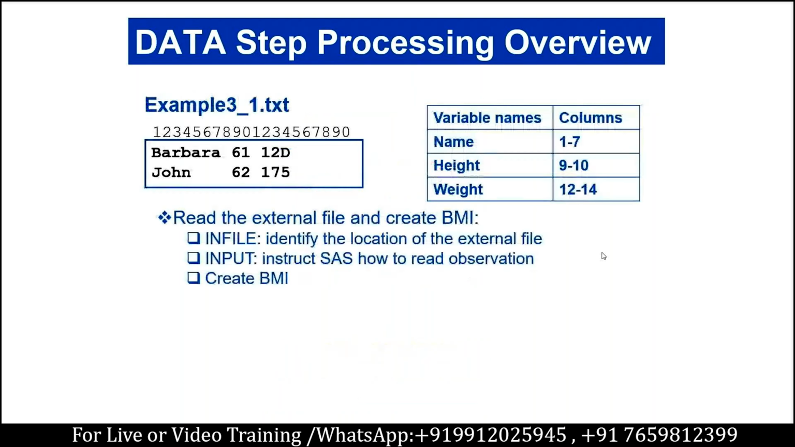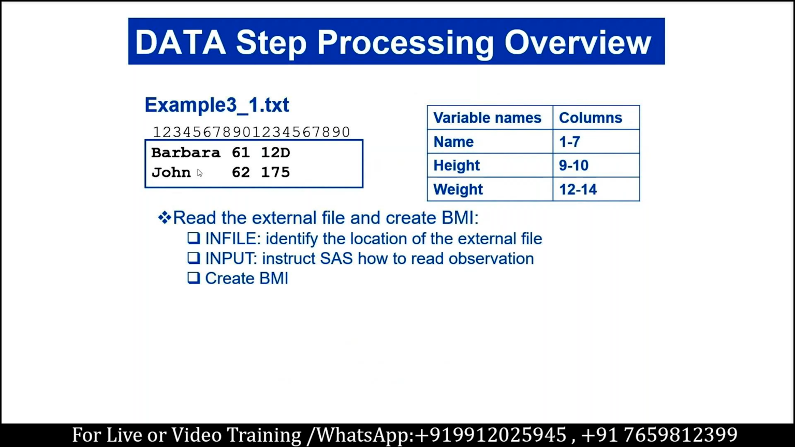Next slide. To discuss this data step processing, we are using one example, guys. For example, you received this particular text file from your client. With two records, for example, two records are there. You can see here, Barbara and John, name and height and weight. Barbara 61 123 and John 62 175. So there is a 12D data entry mistake. Okay, in case you have invalid data, how SAS is going to read, to discuss that one. You receive the text file, and you also received column names and column attributes.